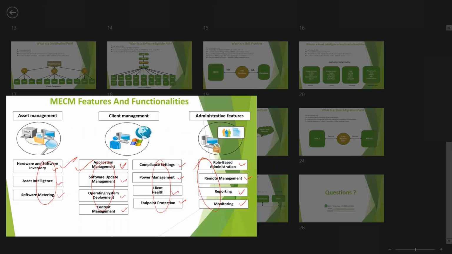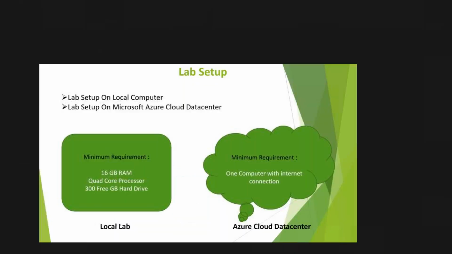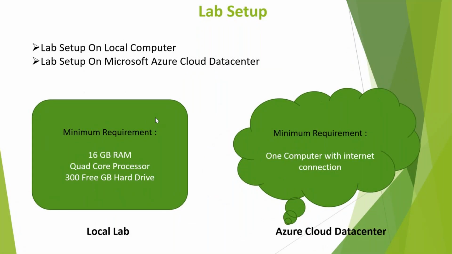Okay, now when we go in the training, each one of you will have to set up your lab. Either you set up the lab on prem, like on local, or you can do it on cloud. So there are two options to set up the lab. So on prem, those who have good configuration of laptop, let's say 16 GB RAM, quad core processor, and 300 GB free hard disk space, then you can do on prem local.